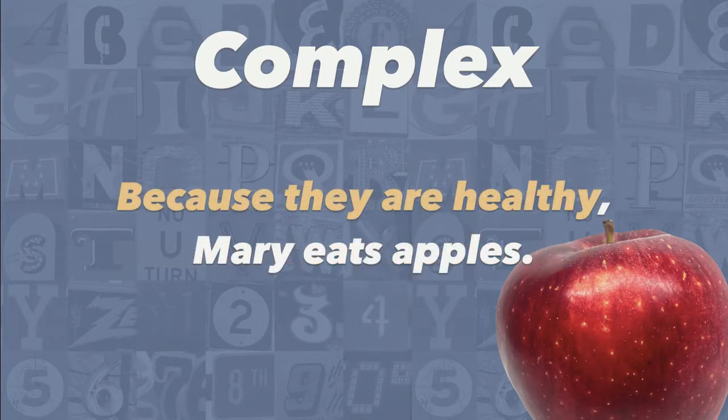Because they are healthy, Mary eats apples. Now, take note of this. When you start with this word, your subordinating conjunction, because they are healthy, you need a comma before you start the next independent clause. Because they are healthy, comma, Mary eats apples.